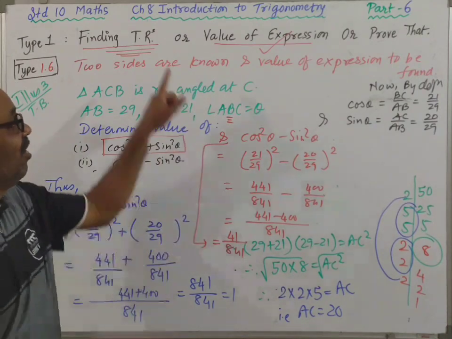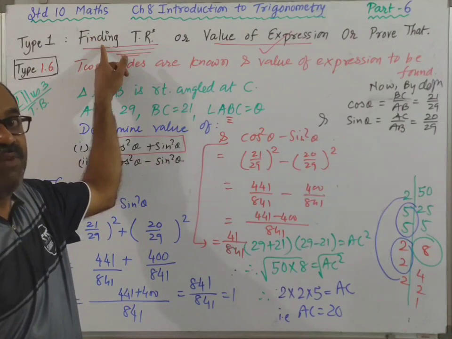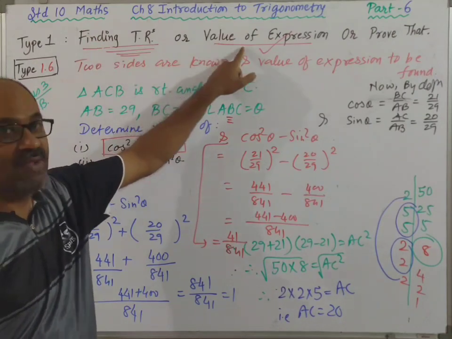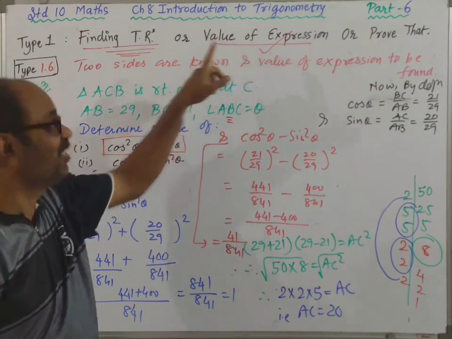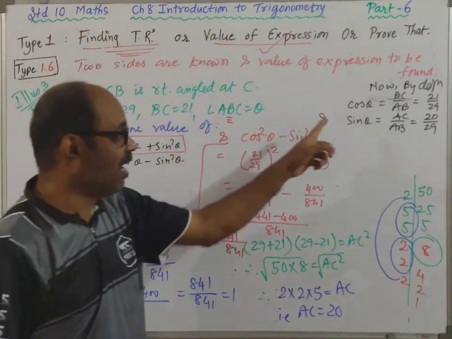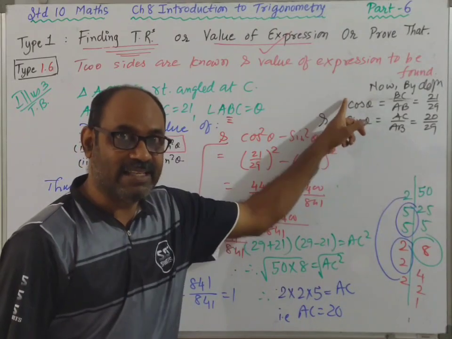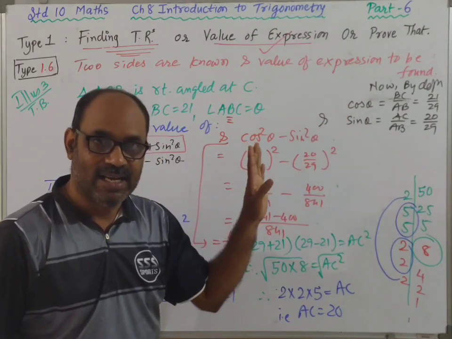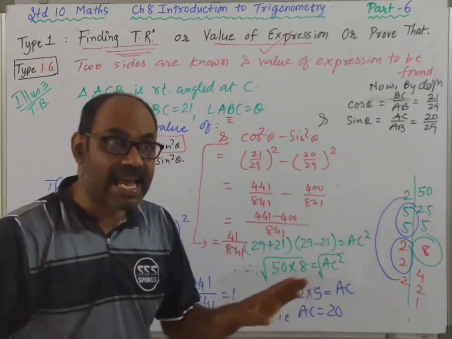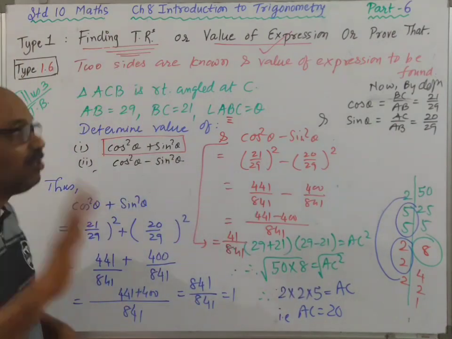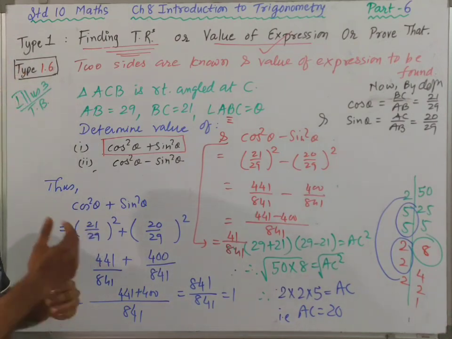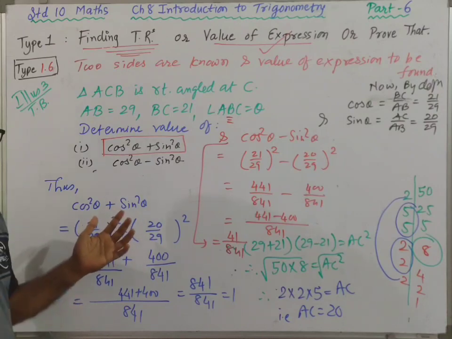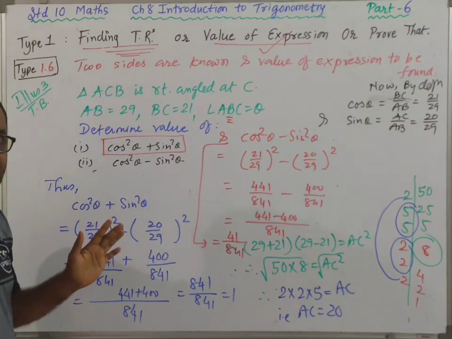Got it, children? So now initially we were finding trigonometric ratios. Now we are finding the values of expressions. But to find the values of expressions, we need to find the required trigonometric ratios, in this case cos theta and sin theta. Children, don't be scared of so many types. All these types are under title type 1. Type 1.1, 1.2, 1.3, so many, you will think. No, no, no, don't get scared with that.